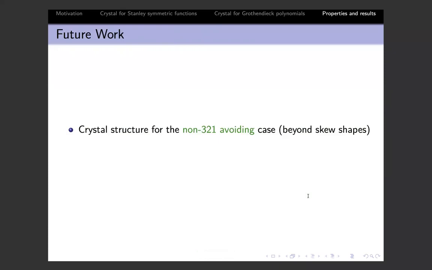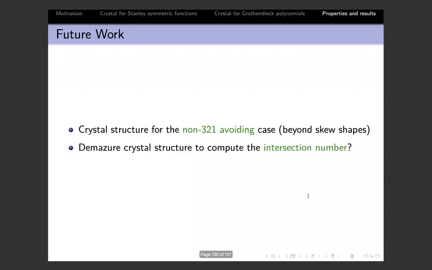And then finally, to conclude, let me briefly say that our crystal currently only works for the 3-to-1 avoiding case. So it would be very interesting to see whether one can upgrade this to the non-3-to-1 avoiding case. And also, can we actually define some Demazure crystal structure to compute intersection numbers?